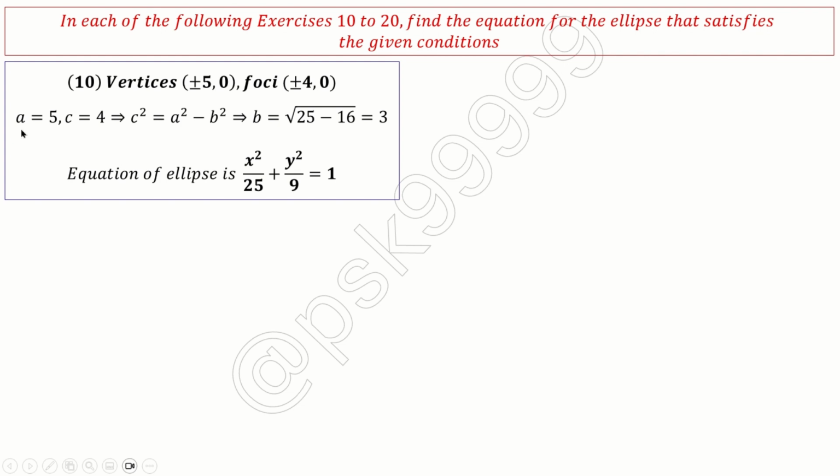How can I get b? I have a value, I have foci, which is c, right? a and c I have, so c square equal to a square minus b square, so b is equal to square root of 25 minus 16, which is 3. So now my ellipse equation is x squared by 25 plus y squared by 9 equal to 1, because the major axis is on the x.